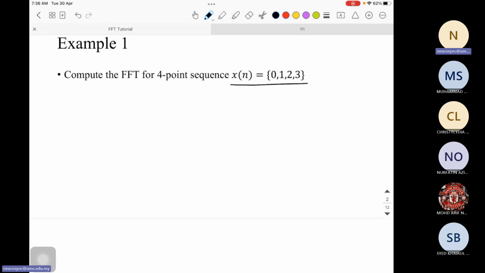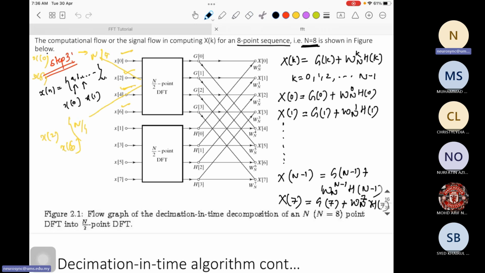Now this is basically a 4 point sequence, so the length of our sequence is equal to 4. Now this N we write in terms of 2 to the power p, let us say. So 4 is equal to 2 to the power p, so this p is equal to 2. Therefore, two stages we will need here, that is we need to work out two stages. Now first draw the flow chart.